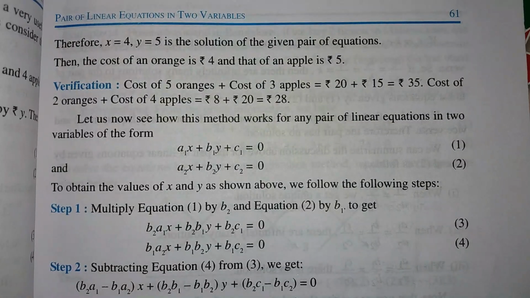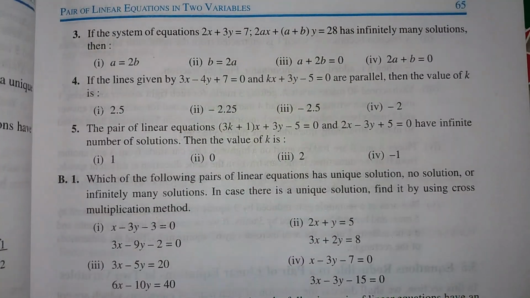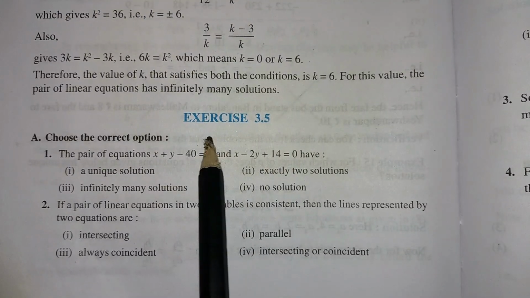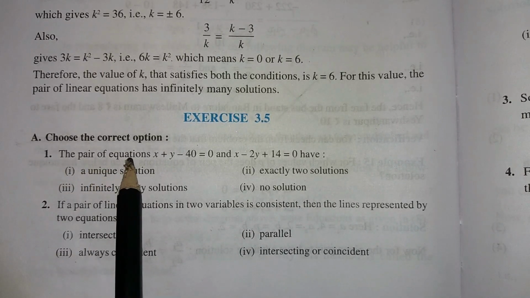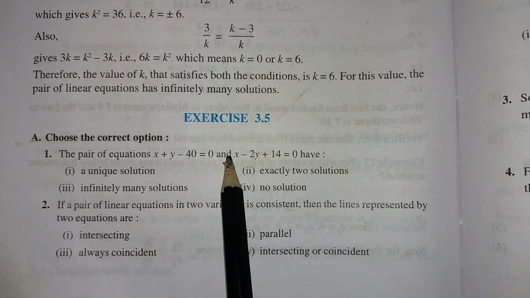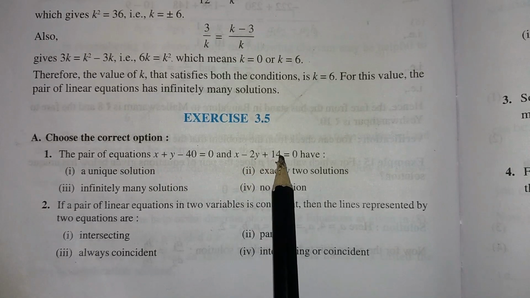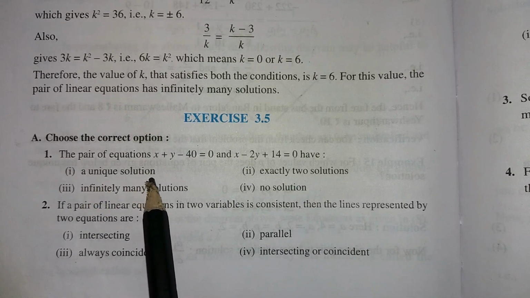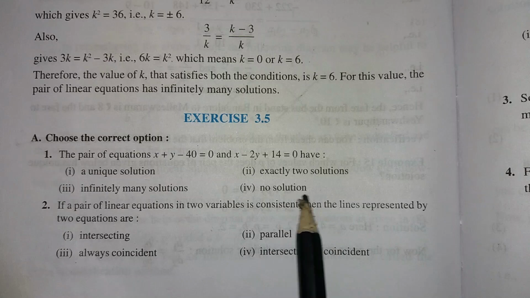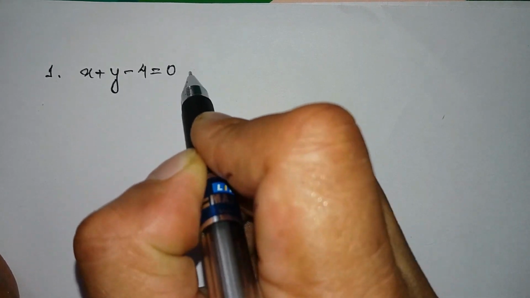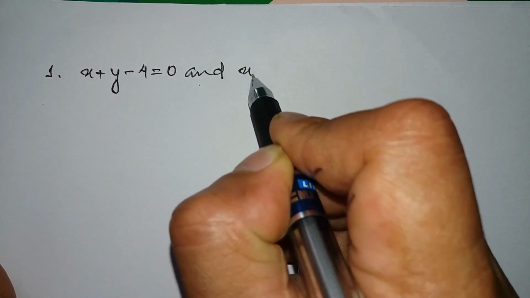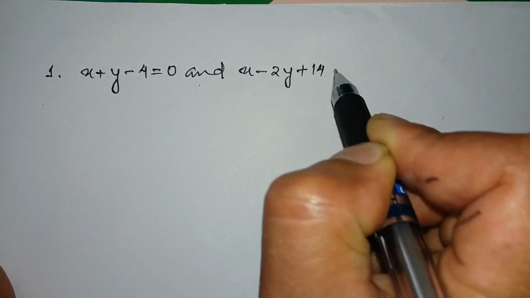Now we will see the next exercise, that is exercise 3.5. The first question is: the pair of equations x plus y minus 40 and x minus 2y plus 14 equal to 0 have a unique solution, exactly 2 solutions, infinitely many solutions, or no solutions. Here the two equations are x plus y minus 40 equal to 0 and x minus 2y plus 14 equal to 0.